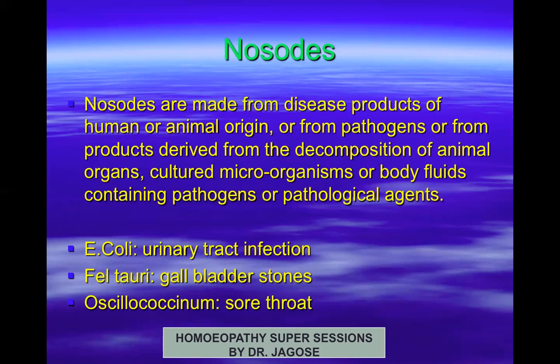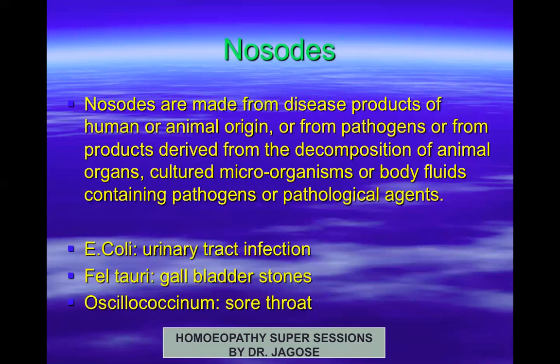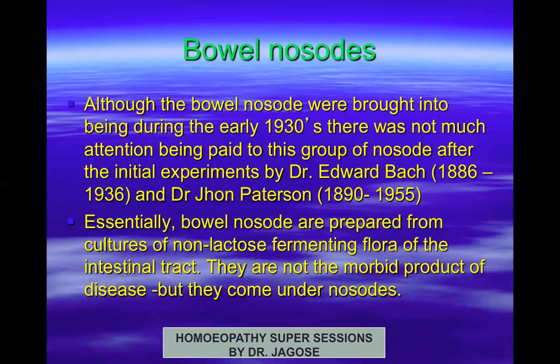In culture, you find that E. coli is present above 1 lakh, which is of significance. So in such instances where the patient basically may not have any symptoms of burning or frequency, and he has this chronic urinary tract infection where E. coli is present, directly you can give E. coli and it gives you a fantastic result. Also for gallbladder stones, you can use Feltaury. For sore throat, Oscillococcinum can be used. So these are a few examples of nosodes.